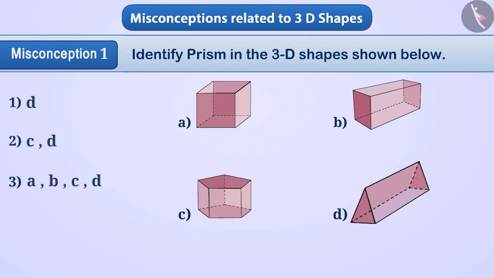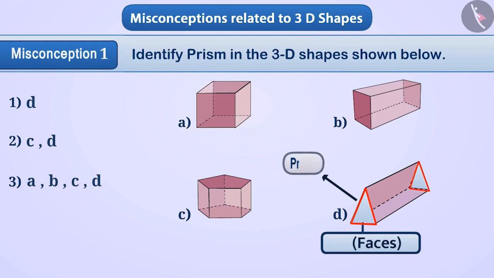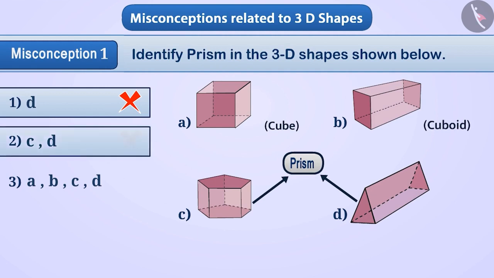Many times, students get the impression that only those three-dimensional shapes are called prism whose base faces are triangular. They think that only figure D is a prism, and with this understanding, option 1 is chosen, which is incorrect. Similarly, some children think that cube and cuboid are not prism. So, they consider only shapes C and D as prism, and option 2 is chosen, which is incorrect.